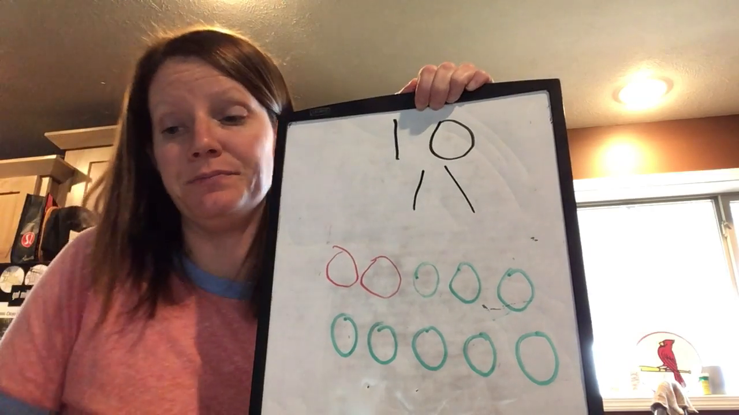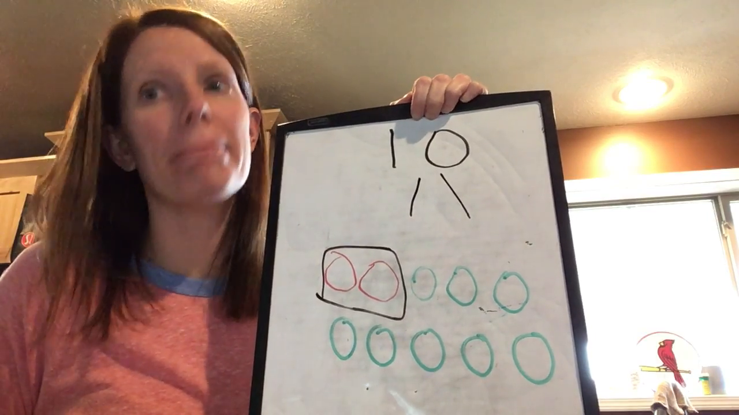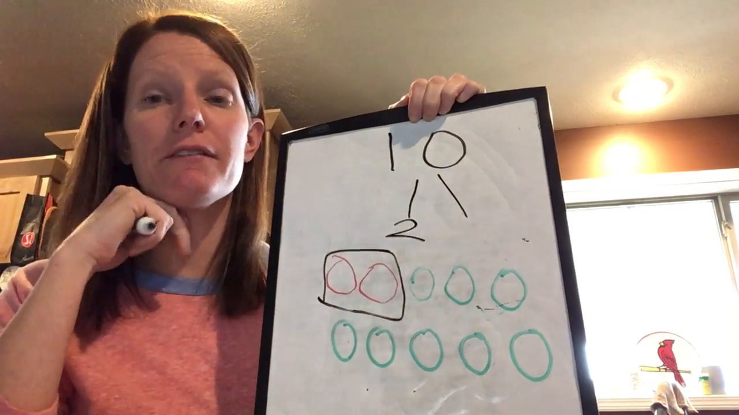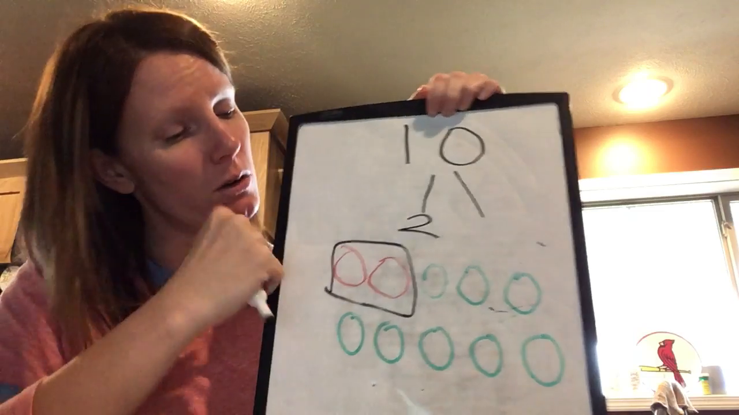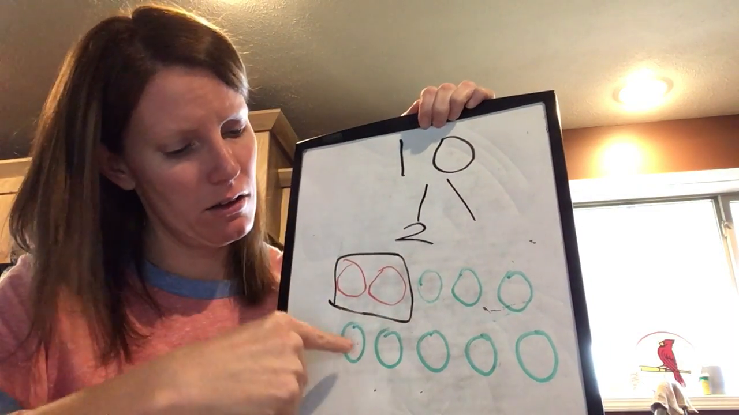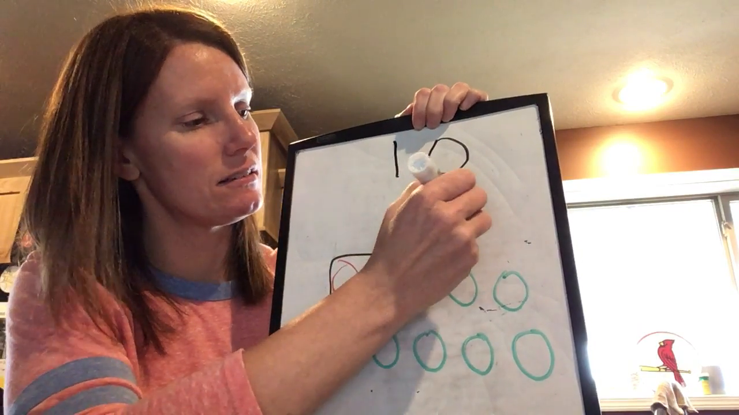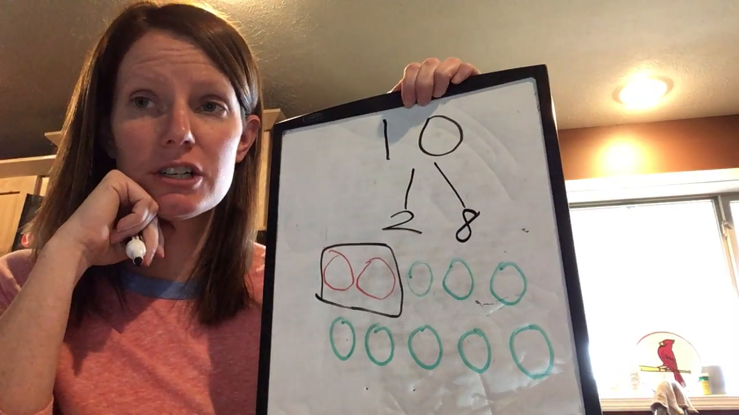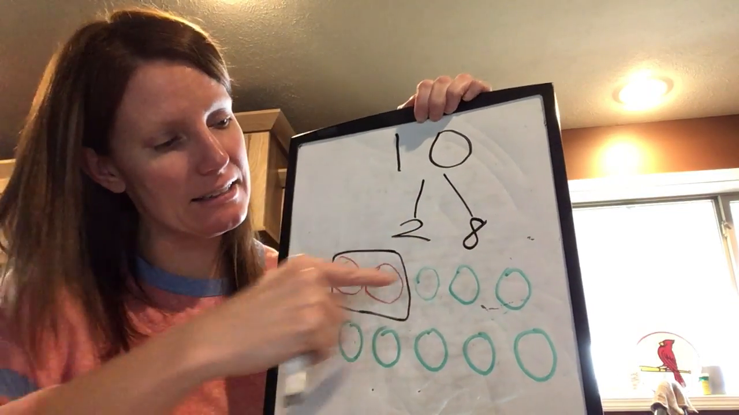How many red do I have? 2. Very good. Now, how many green do we have? 3, 4, 5, 6, 7, 8. So our picture tells us 10 is 2 and 8. So that's what you're going to be doing on your worksheet. You're going to be adding in your circles to make 10.